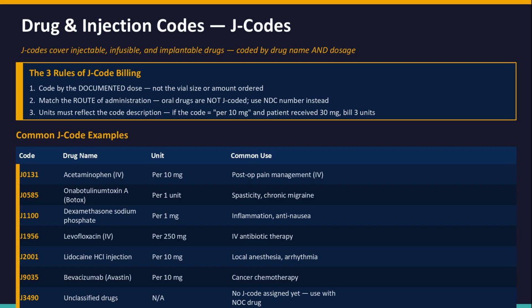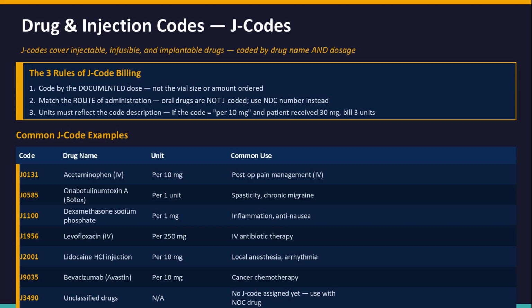J-codes are the section of HCPCS Level II used to bill for injectable, infusible, implantable, and inhalable drugs. They're used constantly in hospitals, infusion centers, oncology practices, and any clinical setting where medications are administered to patients, rather than dispensed as prescriptions. Here's what makes J-code billing unique. Unlike most codes, J-codes are tied to both the drug and the dose. You need to know what was given and how much was given to assign the correct code and the correct number of units. Let me give you the 3 rules of J-code billing.